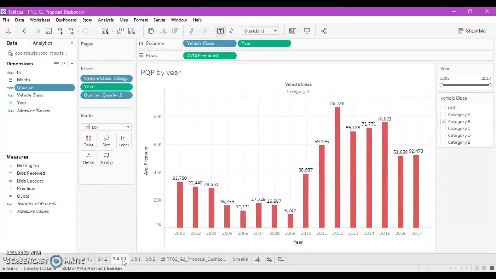From there, we derived that 2012 has the highest PQP of $86,728, which may be due to the rising costs in Singapore, and 2009 has the lowest PQP of $9,742. Both categories hit their lowest PQP at 2009, which may be due to Singapore still recovering from the 2007 to 2008 global financial crisis.